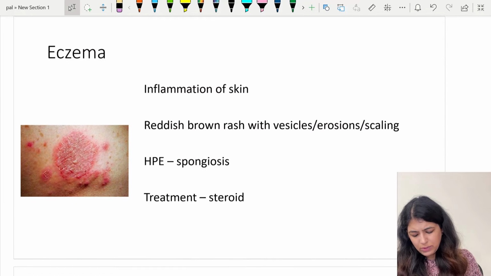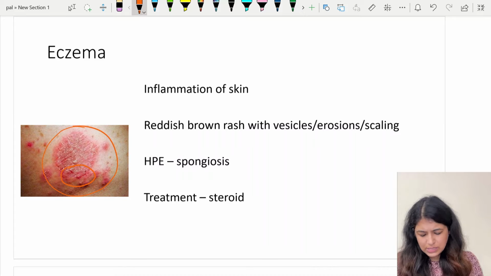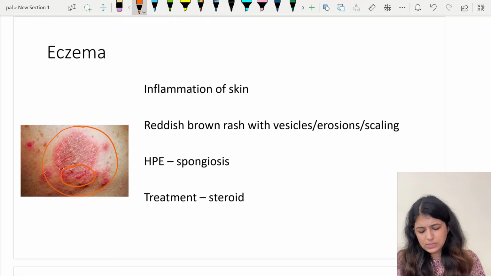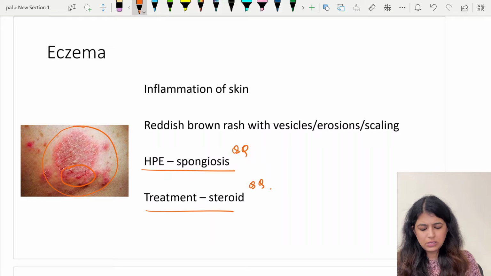So I've just shown you eczema here because it is also a red rash with scaling. But typically the scaling is not silvery white. It's very minimal fine scaling that you see here. Other than that, lesions can have vesicles and erosions. And since it is very itchy, patient will scratch it. So you may also see some scratch marks. So that is how eczema looks like. On histopath, you see spongiosis, and treatment is with steroids.